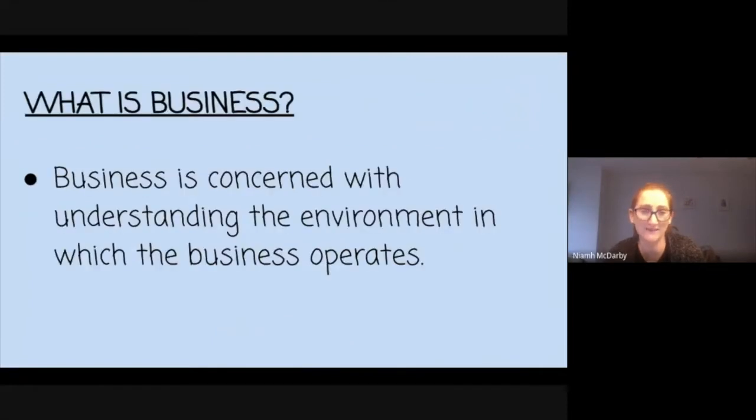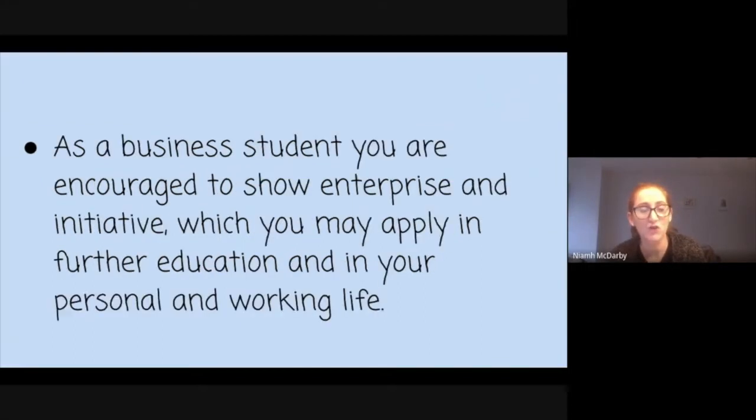What is business? Business is concerned with understanding the environment in which the business operates. And as a business student, you're encouraged to show enterprise and initiative, which you may apply in your further education and in your personal and working life.